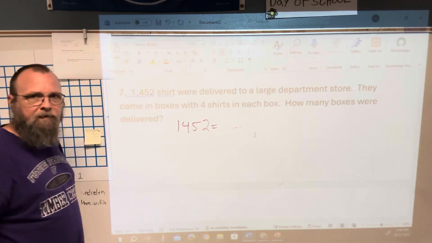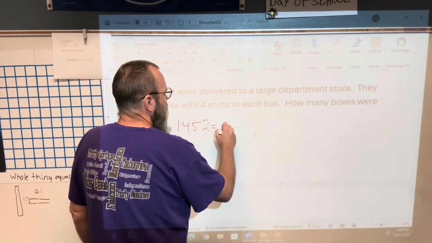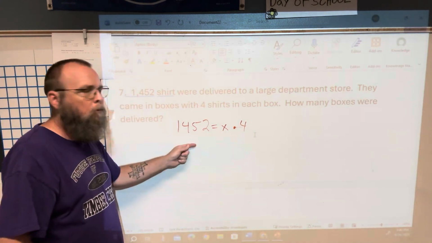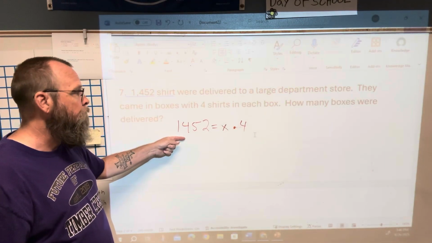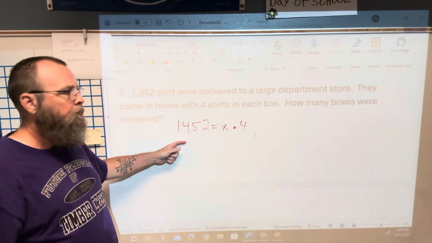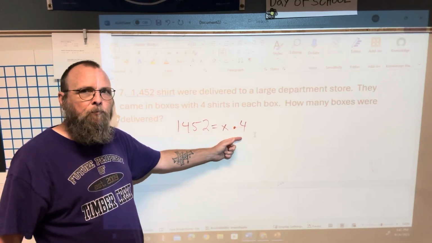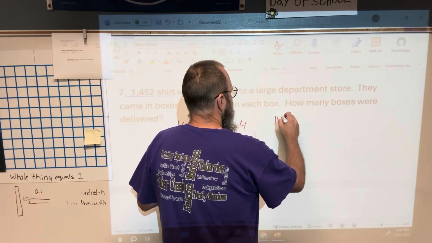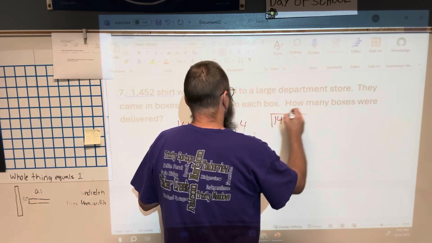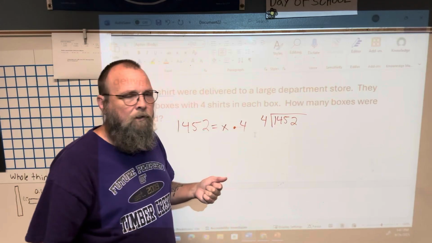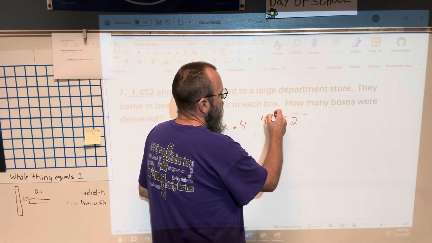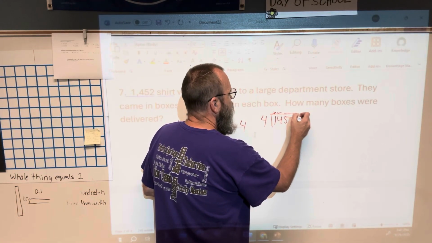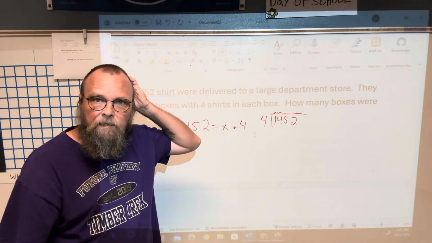So how do I have to get that answer? Well, I'm going to multiply x times 4. So what times 4 would give me 1,452? Well, I don't know that off the top of my head. The inverse operation for multiplication is division. So I could divide 1,452 divided by 4. Now, obviously 4 is not going to go into 1. It does go into 14. So I'm going to have a 3-digit quotient, with a number in the ones place, tens place, and hundreds place.